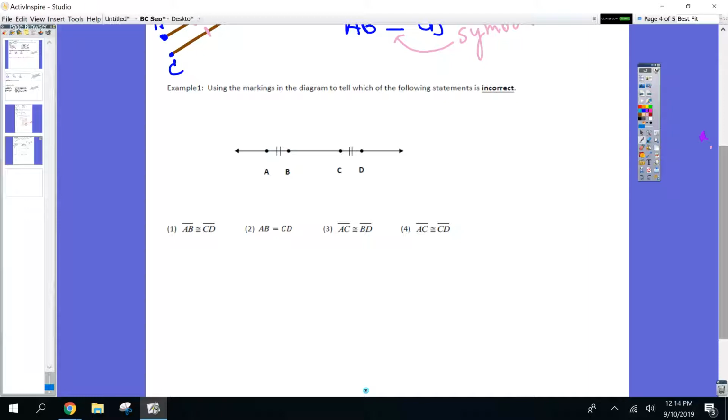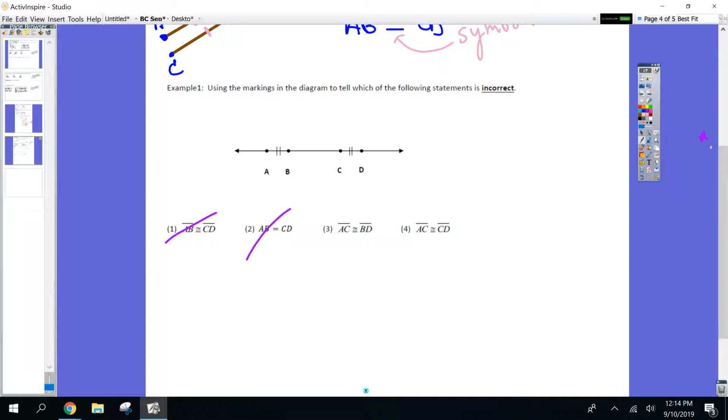Think we got them? Okay, let's go through each of them right now. Instead of just circling the right one, and that'll be it. Is line segment AB congruent to line segment CD? Yes, I gave that to you. That's what those markings are. So that is correct. We're looking for the incorrect one. Is the length of AB equal to the length of CD? Yes. Why? Because they are congruent. That's the definition of being congruent.